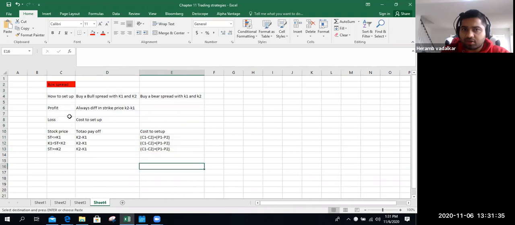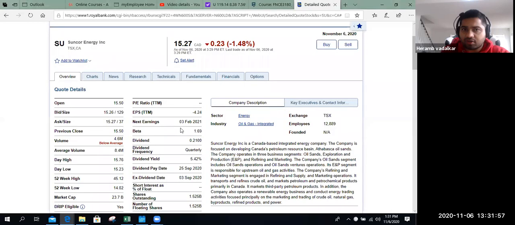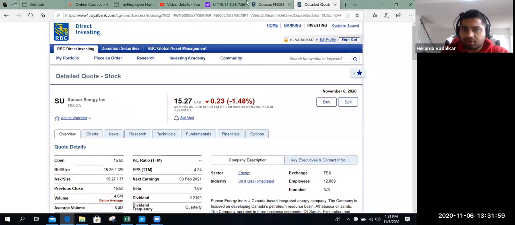So box spread, how do you set it up? You buy a bull spread. Profit in this strategy will always be the difference between the strike prices, irrespective of whether the stock goes up, goes down, or stays the same. So let's do that. We were looking at Tesla, so I'll go back to Tesla.